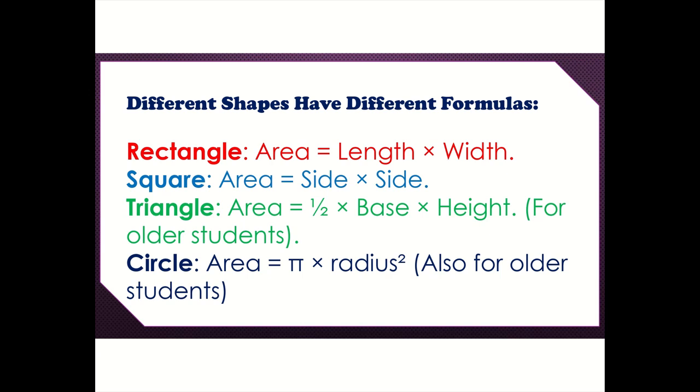Different shapes have different formulas. Rectangle, area equals length times width. Square, area equals side times side. Triangle, area equals 1/2 times base times height. For older students, circle, area equals pi times radius squared.